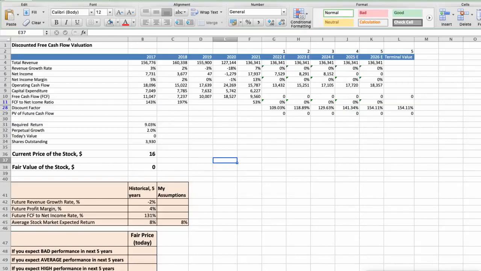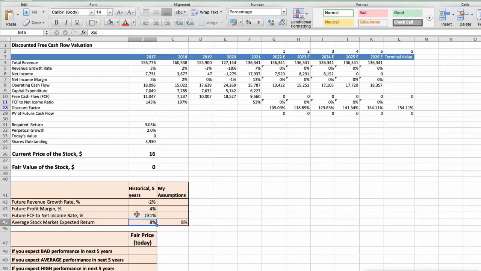First model. Discounted free cash flow valuation. This spreadsheet contains some financial data that we will use for the stock valuation. We see that the average revenue growth rate of the stock has been around -2% per year, for last 5 years. We see that the average profit margin of the stock has been around 4% per year, for last 5 years. Also we see that the average free cash flow to net income rate of the stock has been around 131% per year, for last 5 years. And we expect 8% per year average stock market return.